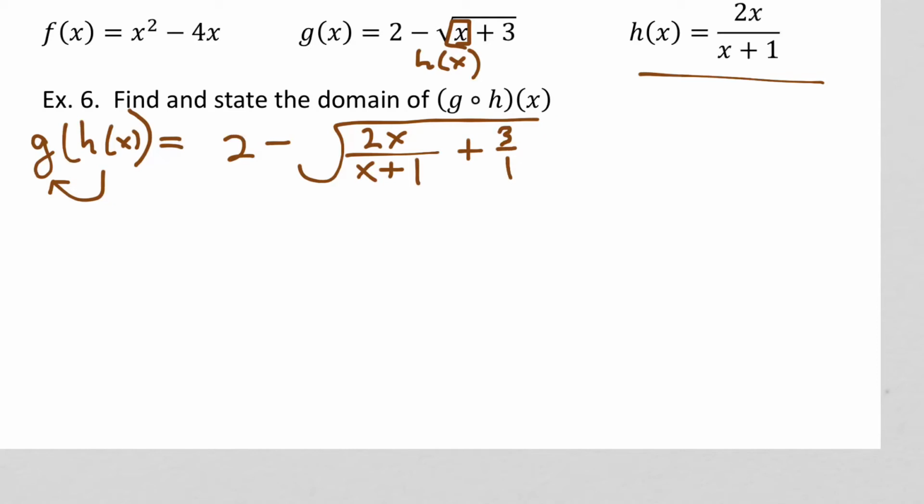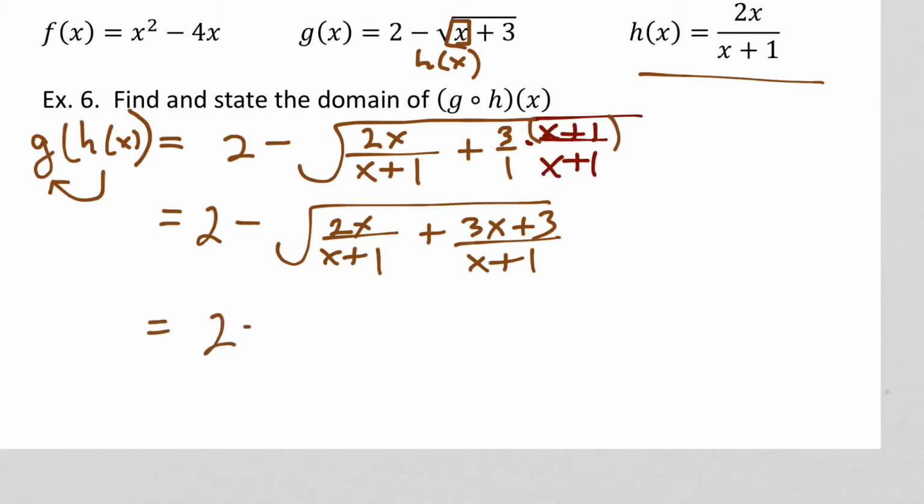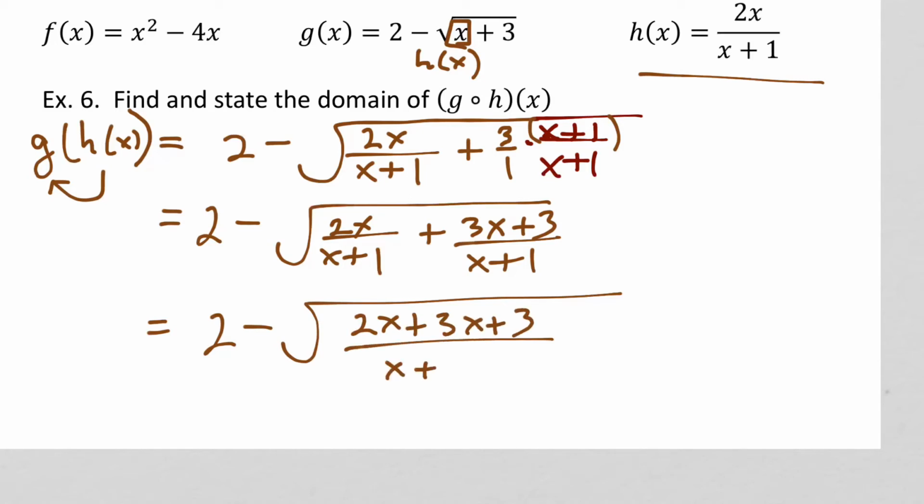So, if I want to get a common denominator, I'm going to multiply by x plus 1 over x plus 1. And I'm going to carry that process out. So I'll get 2 minus the square root of 2x over x plus 1 plus, so I'm going to distribute here, 3x plus 3 over x plus 1, which is 2 minus the square root, all right, one numerator, 2x plus 3x plus 3 over x plus 1.